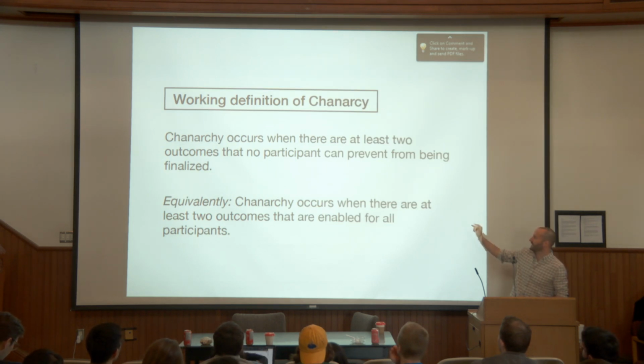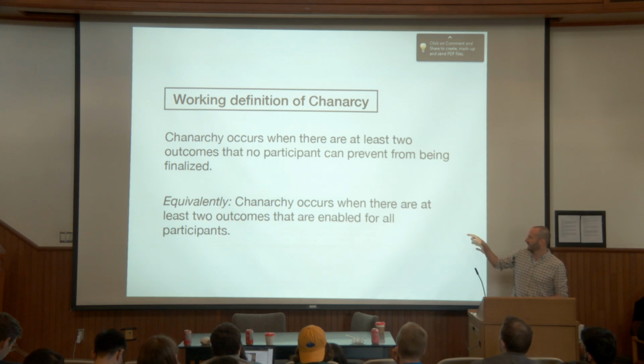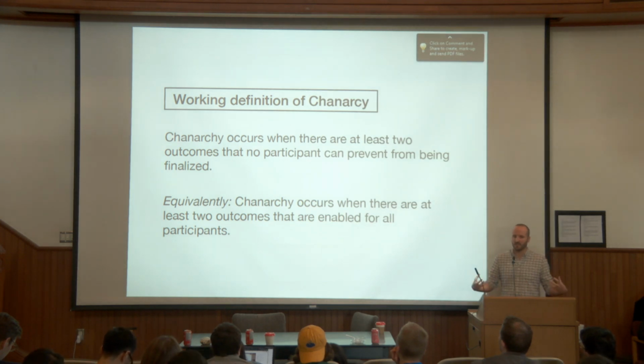So this is a working definition of chanarchy at the moment. It might not be quite this. There's definitely something here, but I'm not sure if it's exactly this thing that I'm saying. So chanarchy occurs when there are at least two outcomes that no participant can prevent from being finalized. And you'll notice that no participant having a finalizable outcome is a necessary but not sufficient condition for this. Equivalently, chanarchy occurs when there are at least two outcomes that are enabled for all participants. So this is basically about people being able to prevent things.